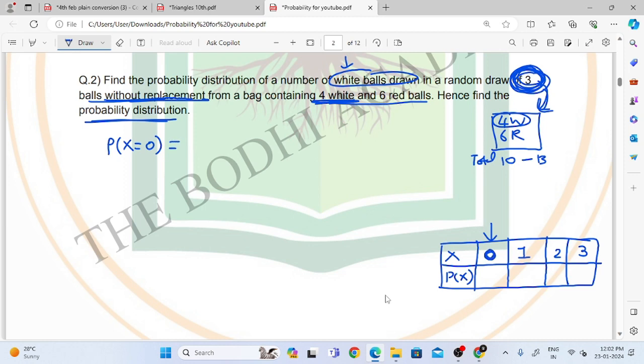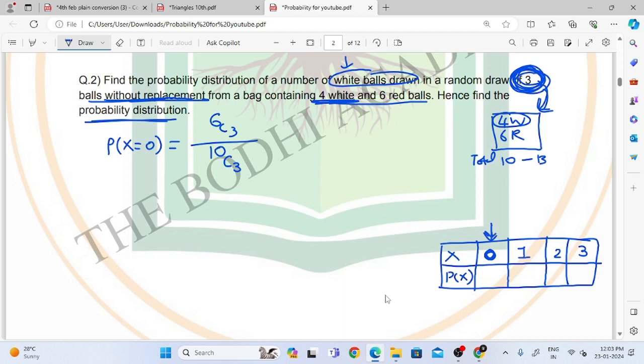0 white balls means total how many balls are there? 10. So out of 10 we are selecting any 3, so that means 10C3, that is a combination. And for x equal to 0, that means there is no white ball, all 3 balls we have taken out are red, that means 6C3. This is the first case where x is 0.